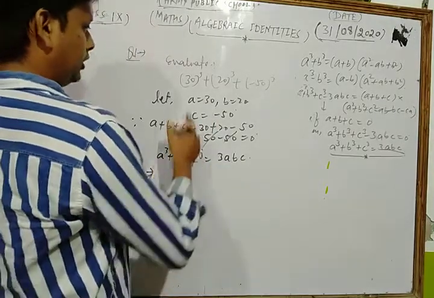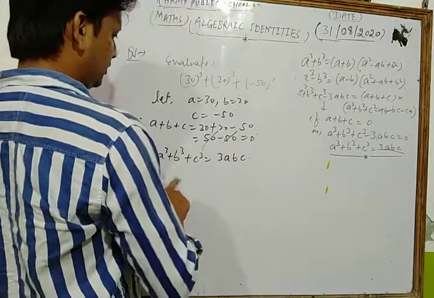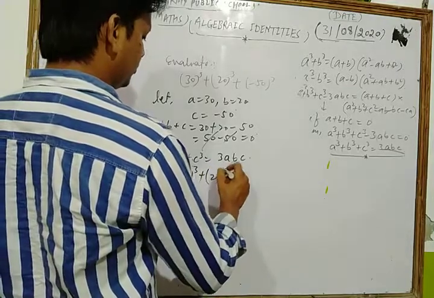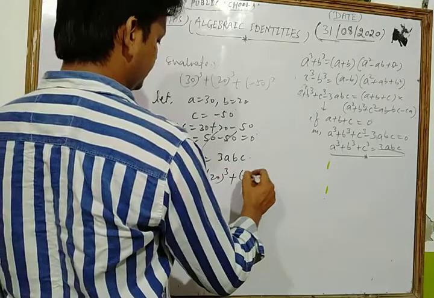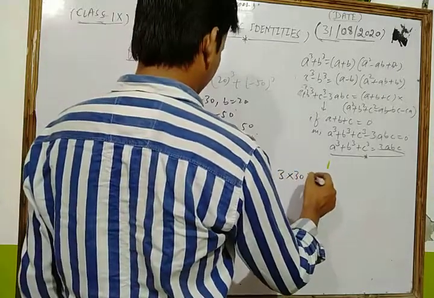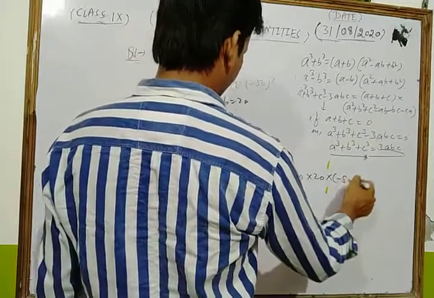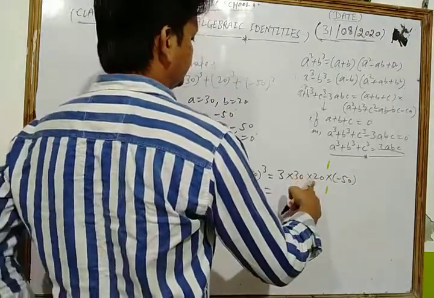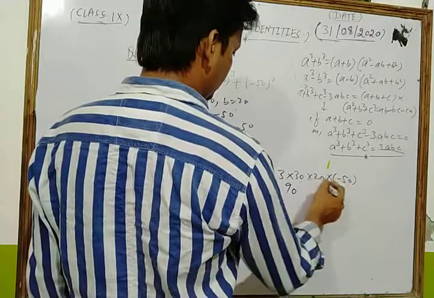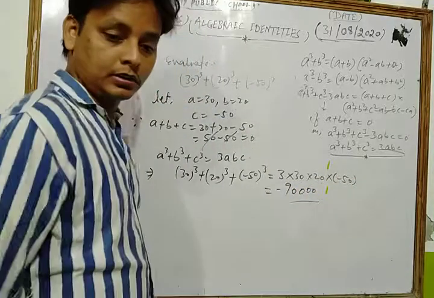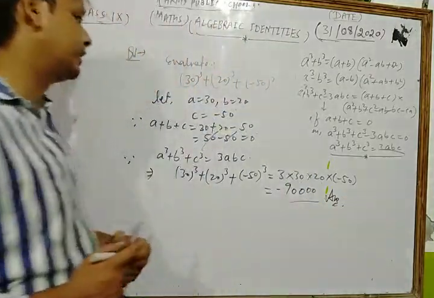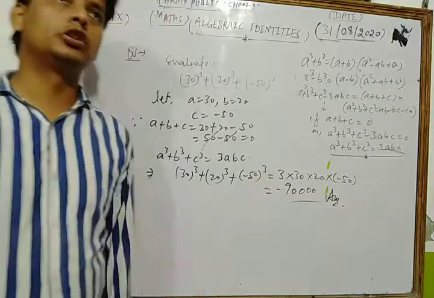Now we put the values of a, b, c. So a cube means 30 cube, b cube is 20 cube, plus c cube as minus 50 cube, which is equal to 3abc. We get 3 times 30 is 90, 90 times 20 is 1800, 1800 times 50 is 90,000, with a minus sign. Look, this is your answer: minus 90,000. So dear students, you can solve this type of question in this way.